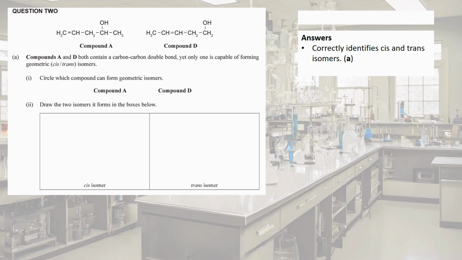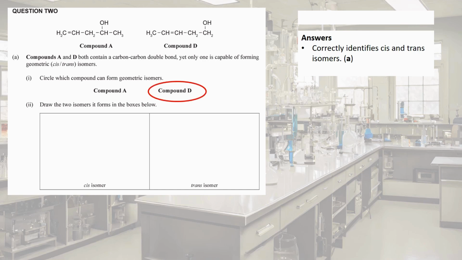If we go to compound D, we can see that the 2 carbons, the second and the third carbon, actually have a double bond. Cool, meets first requirement. Second requirement, does it have 2 different groups or atoms? Yes, it's got a hydrogen and an H3C or a CH3. The other carbon has a hydrogen and a CH2, CH2OH. So yes, it meets both requirements. So compound D is the one we're going to circle.